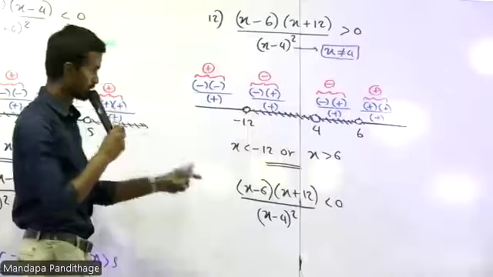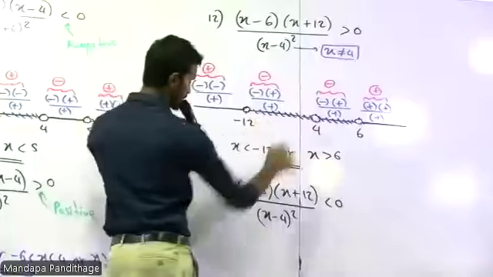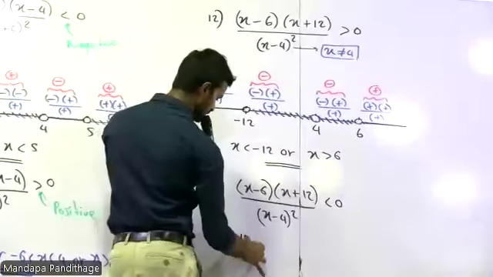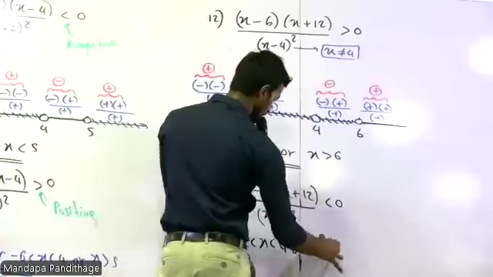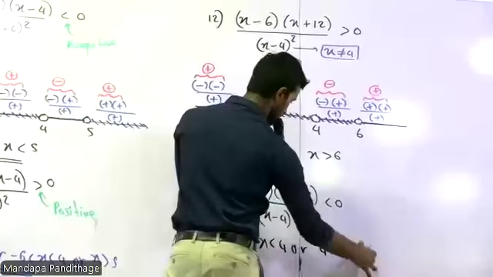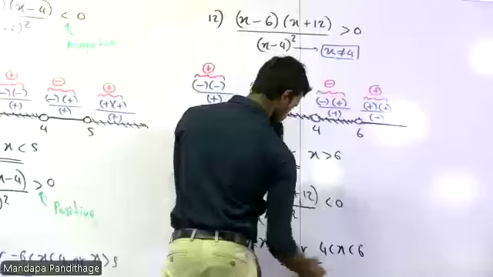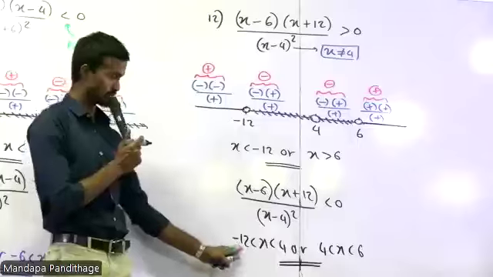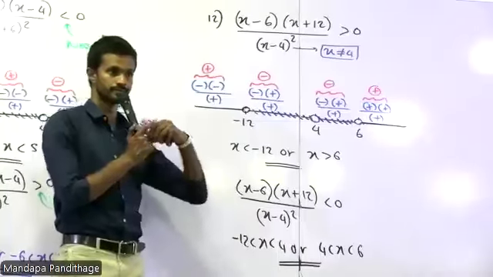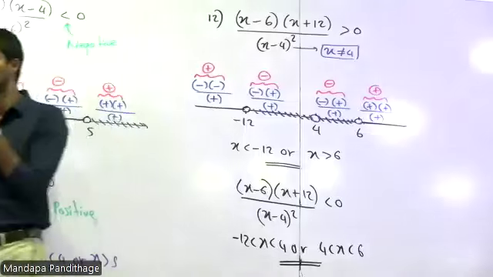Clear? Then you have to write the answer as two regions. x is greater than minus 12 and less than 4, or greater than 4 and less than 6. Okay. Hands up who wrote this answer properly. Okay. 2, 17 and 18.